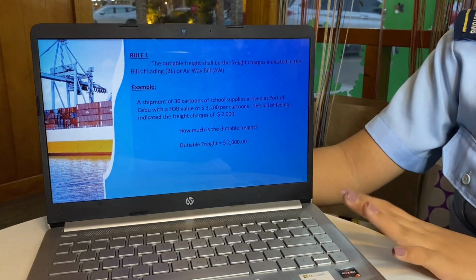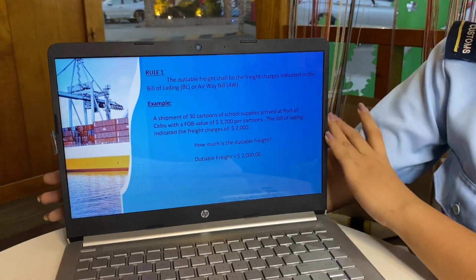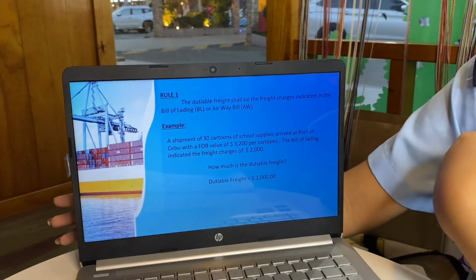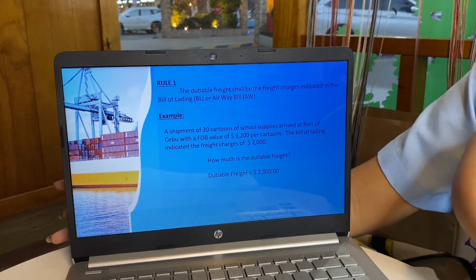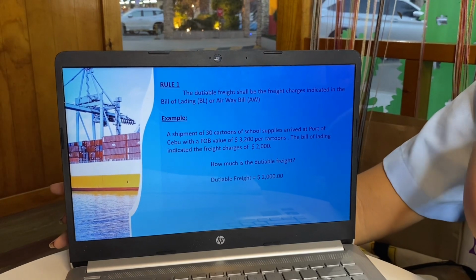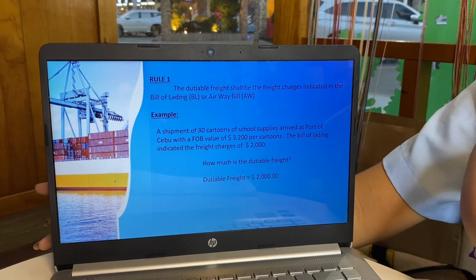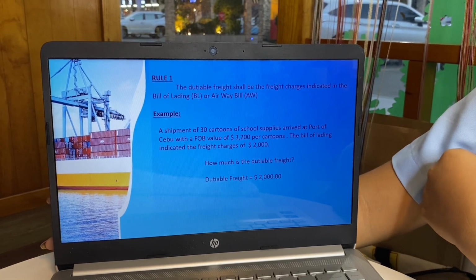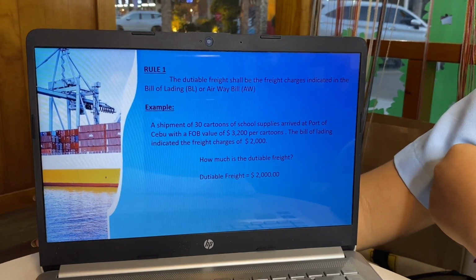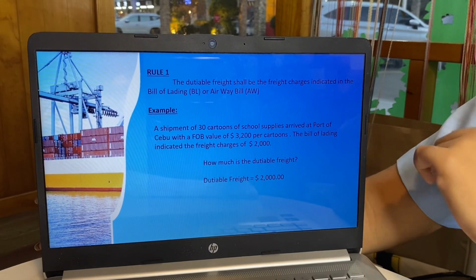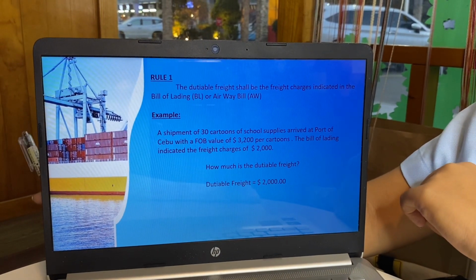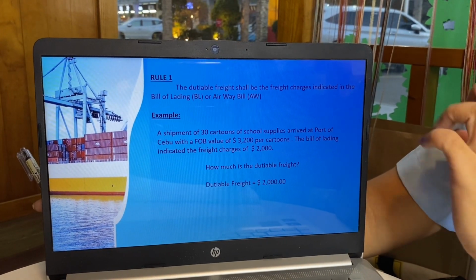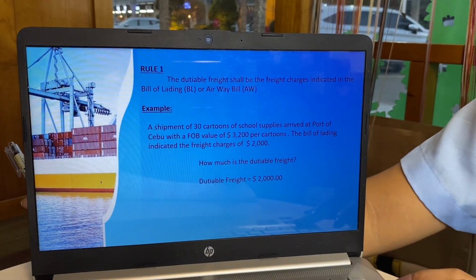So rule number 1 says that automatically the freight charges indicated in the bill of lading would be our dutiable freight. So based on example number 1, we have here the bill of lading amounting to 2,000. So automatically, our dutiable freight in this situation will be 2,000.